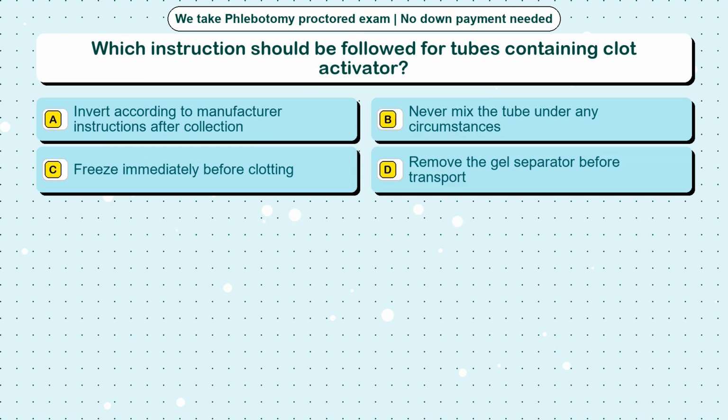Question 55. Which instruction should be followed for tubes containing clot activator? Option A. Invert according to manufacturer instructions after collection. Option B. Never mix the tube under any circumstances. Option C. Freeze immediately before clotting. Option D. Remove the gel separator before transport.